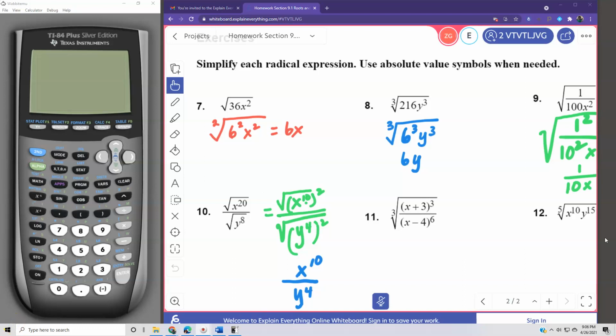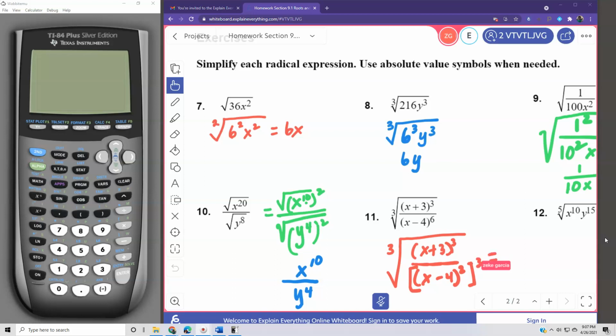Number 11, we have the cube root. So we really don't have to rewrite what's in the numerator. So I have the cube root, and that's already raised to the 3rd power, so that's good. It's the denominator that I got to worry about. So it's going to be x minus 4 raised to the 2nd power. And then once again, it's going to be raised to the 3rd power. And you notice I use brackets just so you can notice the difference. 2 times 3 is 6.